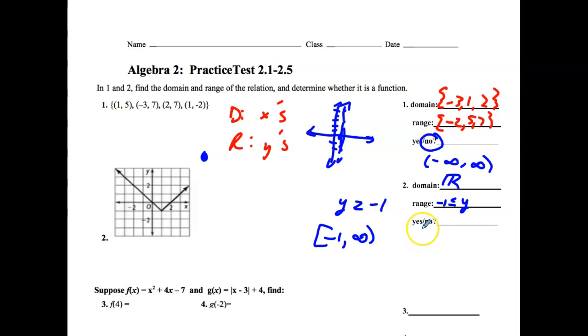Is it a function? Yeah, it's a function, and the easy way to tell is that it passes the vertical line test. If you draw any vertical line and move it around, you can't hit more than 1 point anywhere. Sorry for my messy line, but it only hits 1 point on the graph at any one time, so it passes the vertical line test, so it is a function. Okay, moving on.